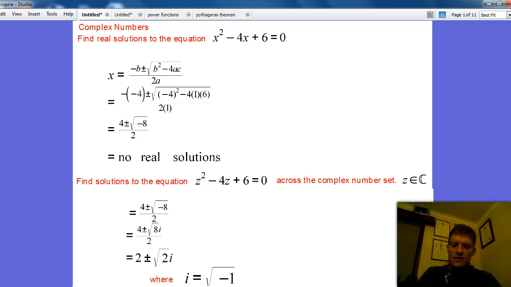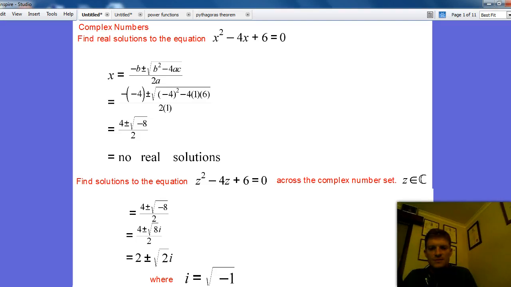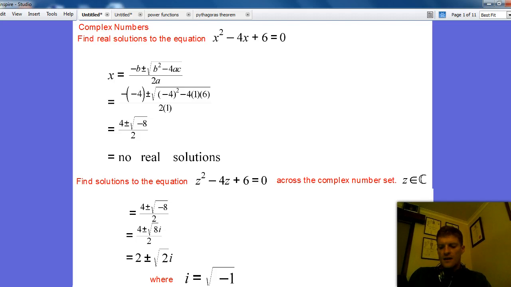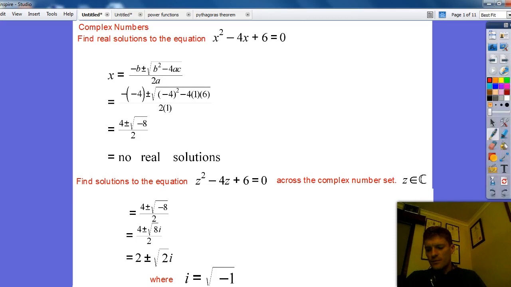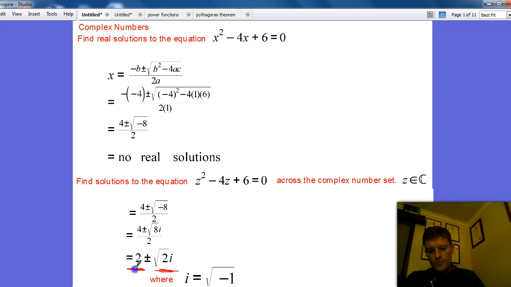So having simply made that substitution, we ended up with a result, 2 plus or minus the square root of 2 i. Okay, so what we have there is what we are terming a complex number. A complex number has both the imaginary part, which is this, as well as the real part, which is this part at the front. Together it's called a complex number.